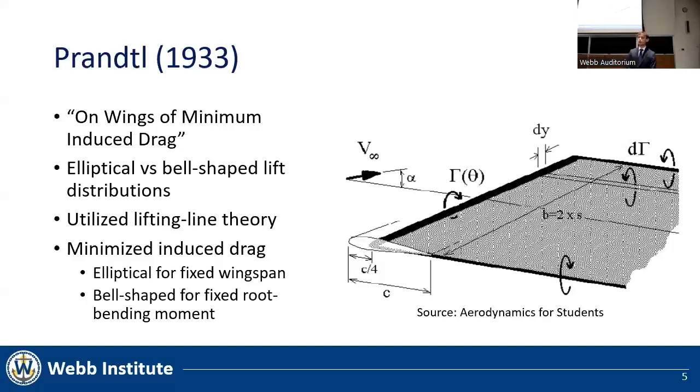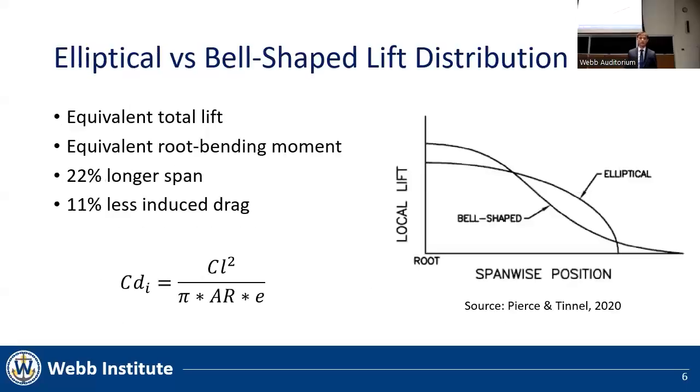Using this methodology, Prandtl theorized that an elliptical distribution was best for a fixed wingspan, whereas a bell-shaped distribution was best for a fixed root bending moment. Taking a closer look at this comparison, we can see that for the same total lift force and root bending moment, a foil with a bell-shaped lift distribution will be 22% longer and have 11% less induced drag when compared to the same foil with an elliptical lift distribution.